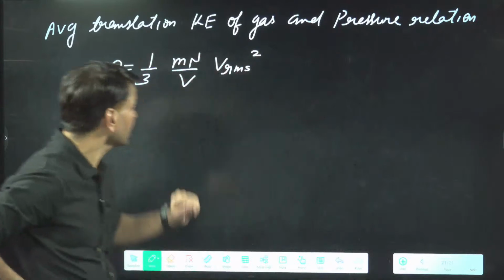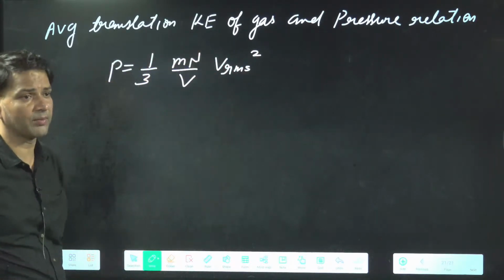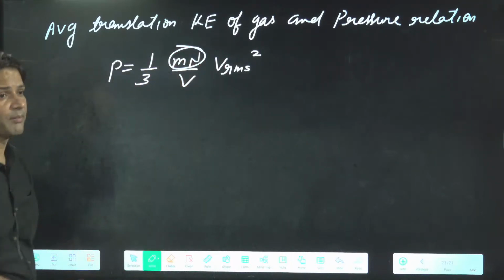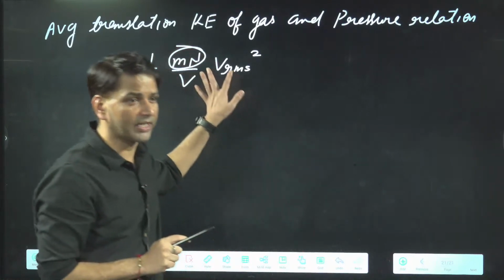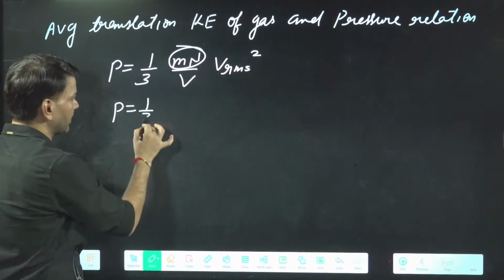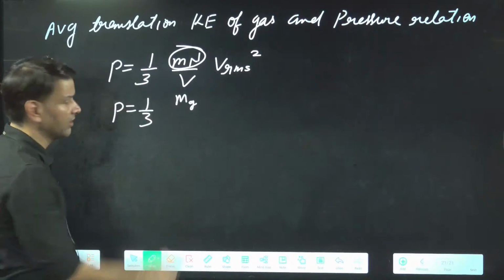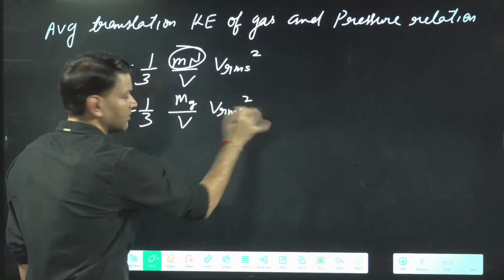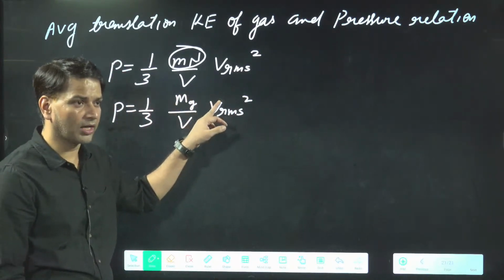So here pressure of the gas is 1/3 mN upon V into VRMS square. This mN combined is what? m is the mass of one molecule and N is the total number of molecules. So mN is the mass of gas. So I can say P is equal to 1/3 mass of gas, m suffix g I am using, mg upon V into VRMS square.